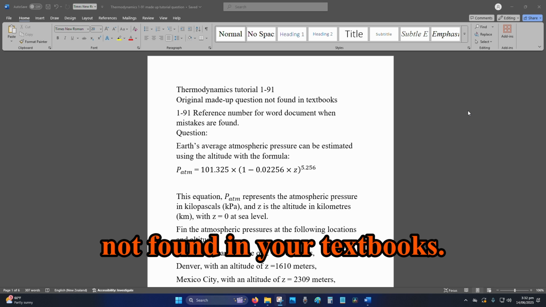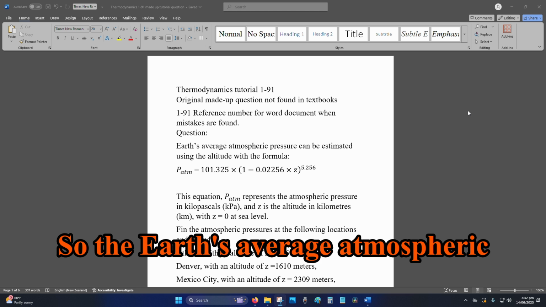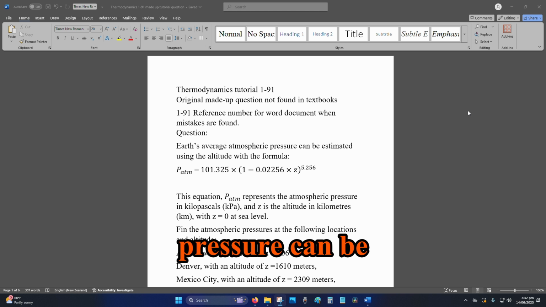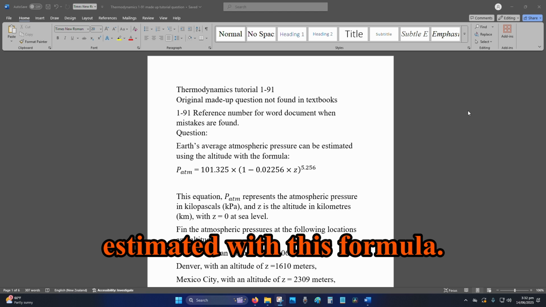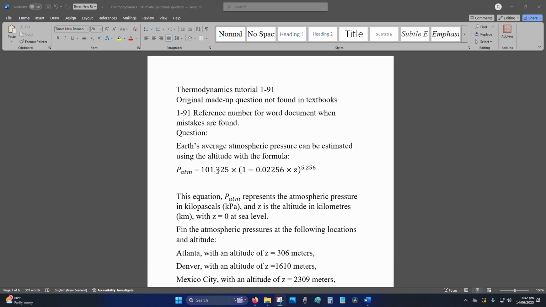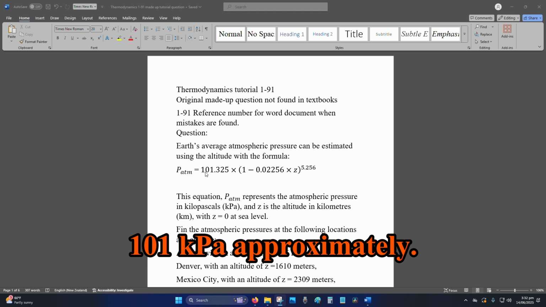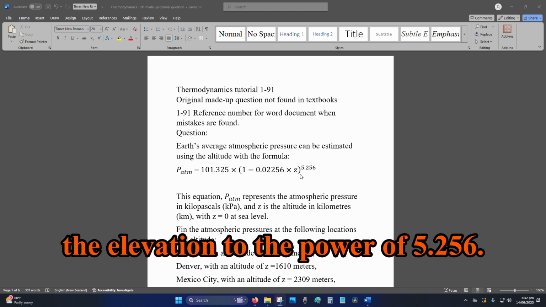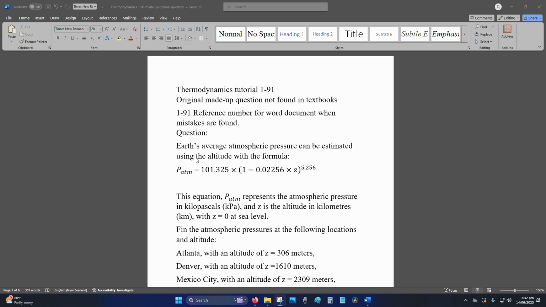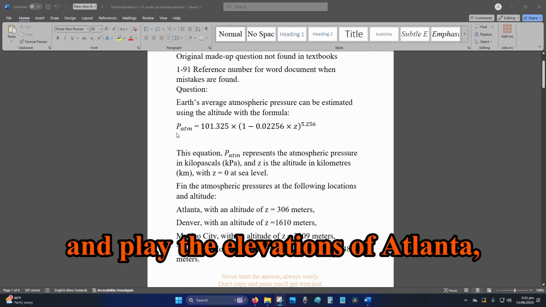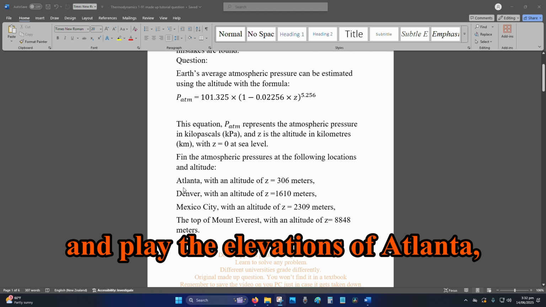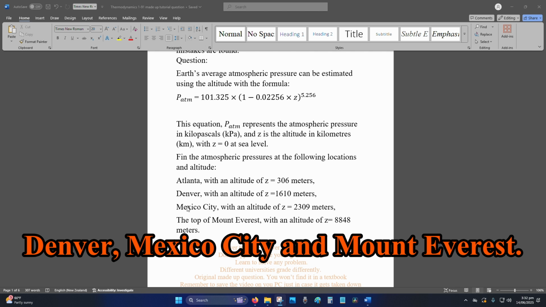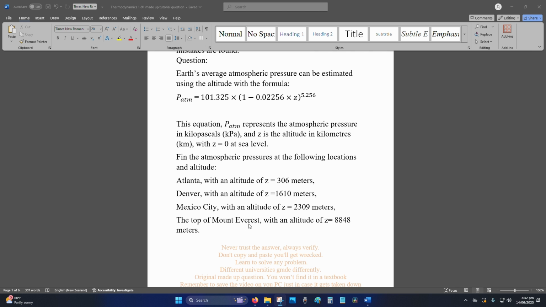This is a made-up question not found in your textbooks. So, the Earth's average atmospheric pressure can be estimated with this formula. As you can see right here, we've got 1 atmosphere is equal to 101 kPa approximately. And then we've got the multiplication of the elevation to the power of 5.256. Using this formula, we're gonna plug and play the elevations of Atlanta, Denver, Mexico City, and Mount Everest.